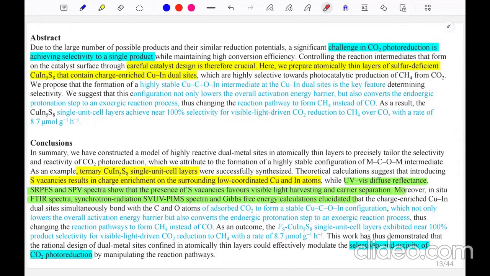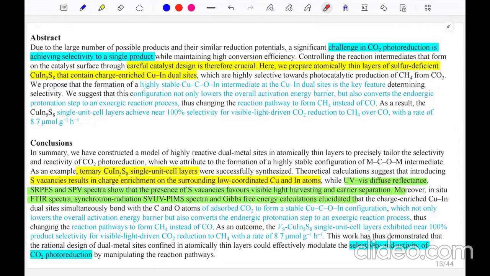Both explain the effect on reaction pathway, that is lower activation energy barrier. Here also they are talking about the lower activation energy barrier. They both discuss the conversion of endothermic protonation to exothermic protonation. Here also they are talking about endothermic protonation step and exothermic protonation step.